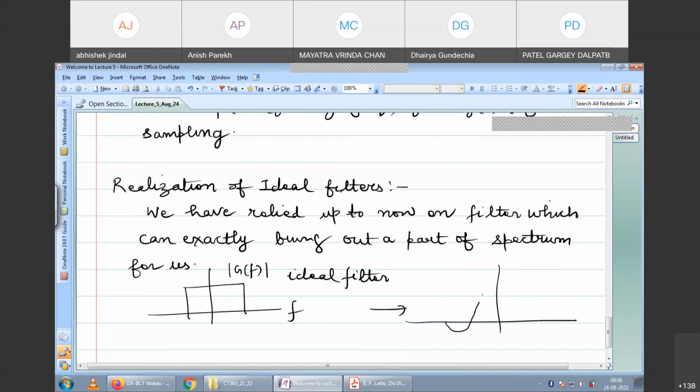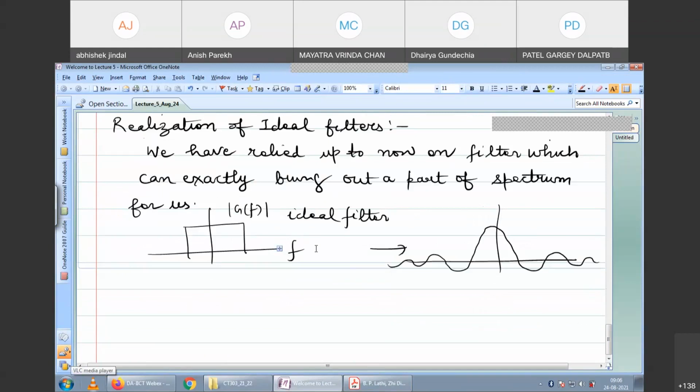Now the problem with the sinc function is that it extends from minus infinity to plus infinity. So how do you realize it? One problem is this, that it exists from minus infinity to plus infinity. Now the second big problem with this: instead of g of f, let me use h of f as the terminology, because we are familiar with h of t being the impulse response. So let us go back to the terminology from signals and systems. So this is your h of f, and this is your h of t versus t. So h of t is non-causal.